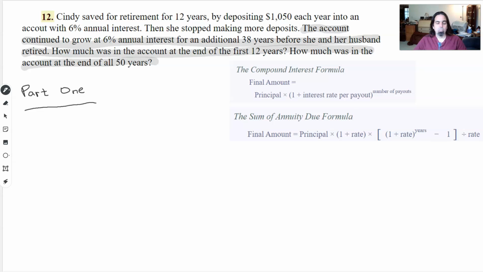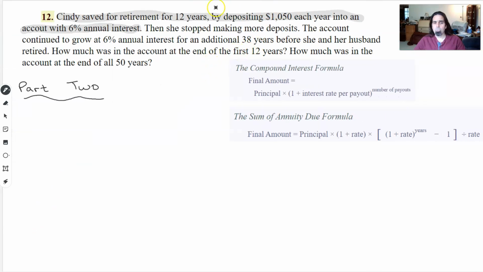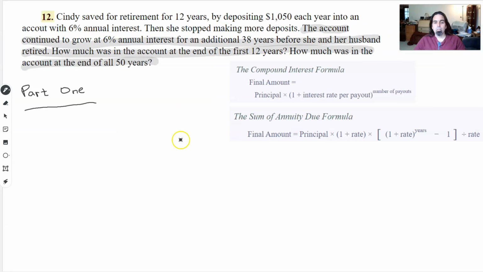Personal Finance Test number 12. This is again a two-part problem. Part 1, we'll go through the first two sentences, and then Part 2, we'll finish up. This is similar to problem 11. There's the compound interest formula, which we will need. We'll also use the sum of annuity due formula.